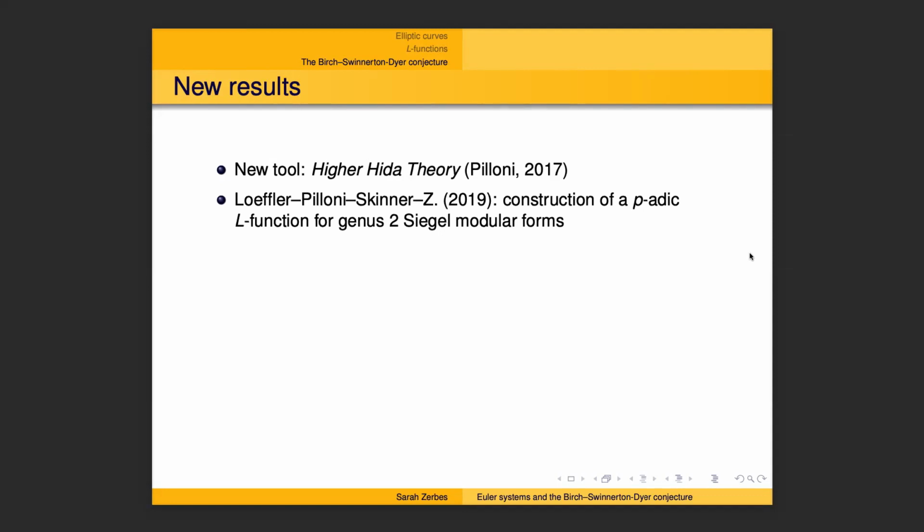So we completed the construction, together with Pilloni and Skinner, of a p-adic L-function for genus 2 Siegel modular forms in 2019. And it was clear that we then had the tools for proving the explicit reciprocity law for the Euler system for GSp4. But it took us another year to prove this explicit reciprocity law. And apart from higher Hida theory, it uses many, many tools from all over mathematics.